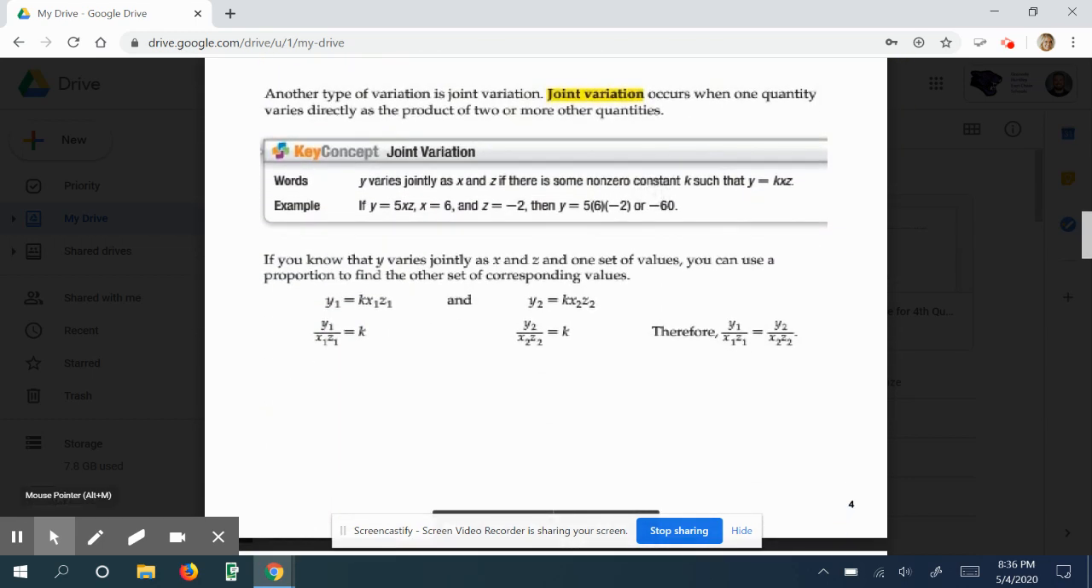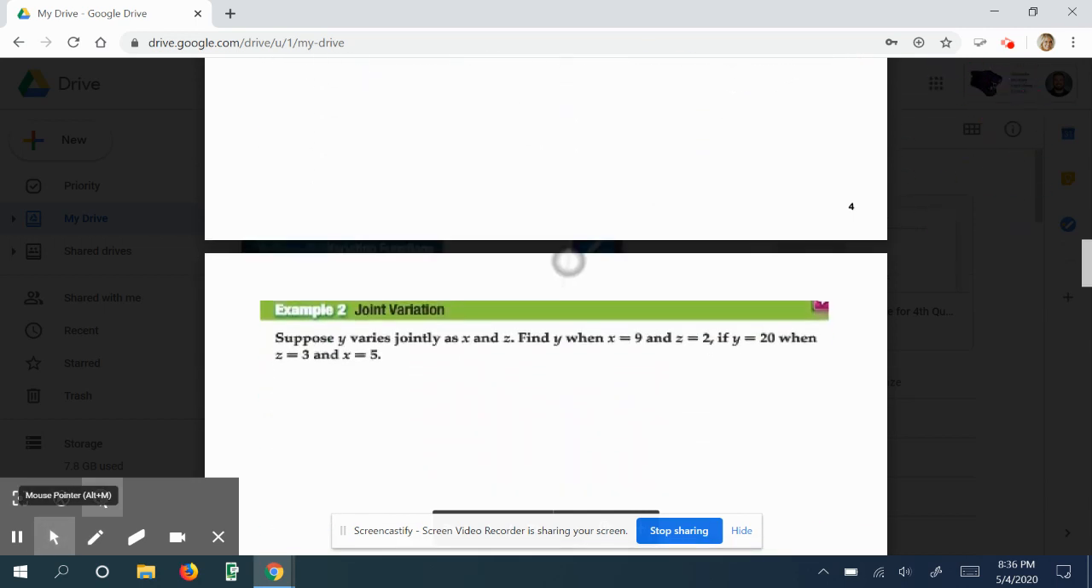Now, another one we call is called joint variation. Now, why do we call it joint variation? Well, it says y varies jointly as x and z if there's some k such that y equals k times x times z. So now instead of being y equals k times x, we also have a second variable z, and that's where our joint variation comes from, because x and z are joined together. Okay, so they have an example. If y equals 5xz, x is 6, z is negative 2. What is y? It's negative 60.